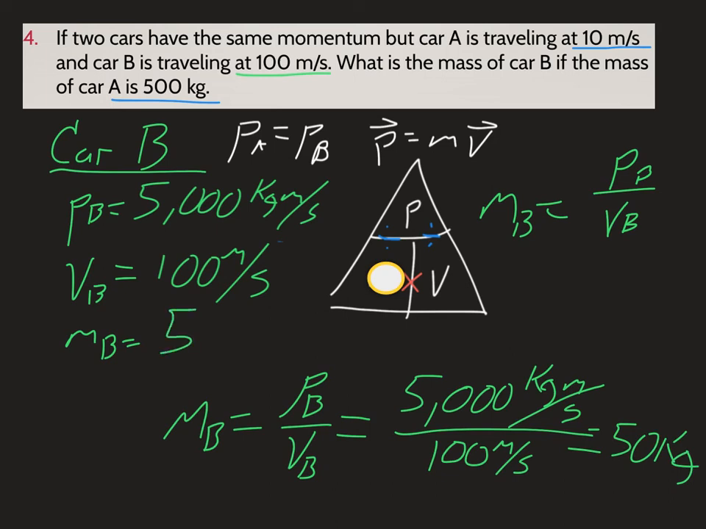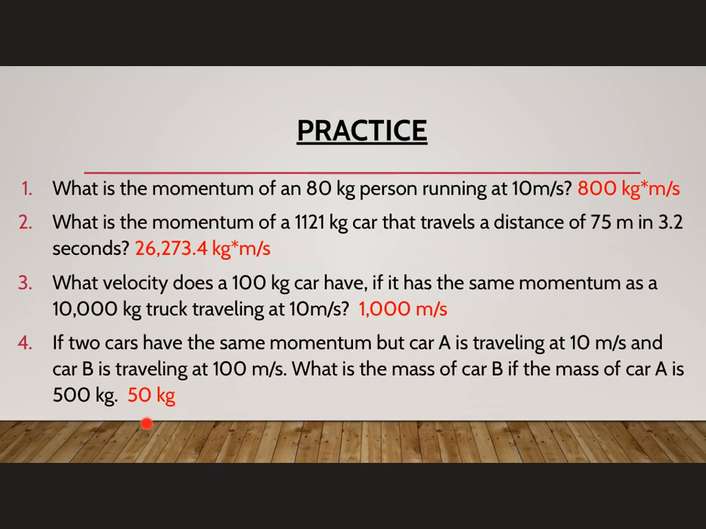And I'm going to go ahead and put this up here, and 50 kilograms is the mass of car B, so that's what I'm going to box in as my answer. And there we have it. Here we can see, yes, our last one was 50 kilograms. We got it right again. And that's how you do all 4 of these.